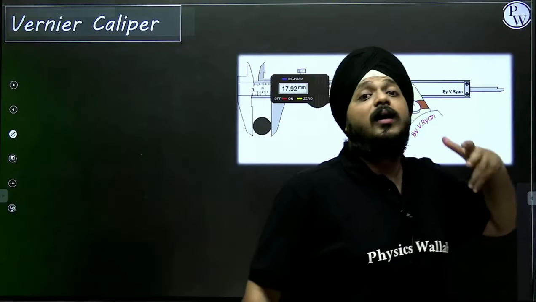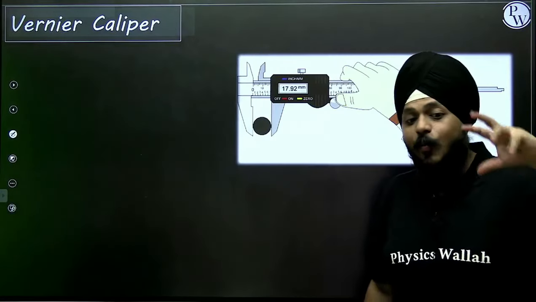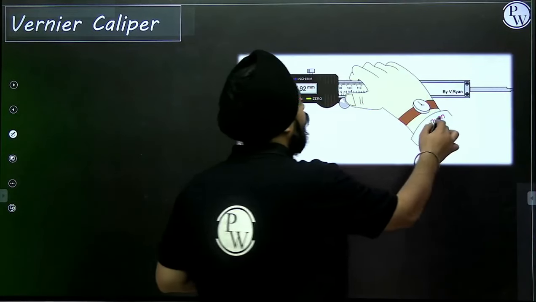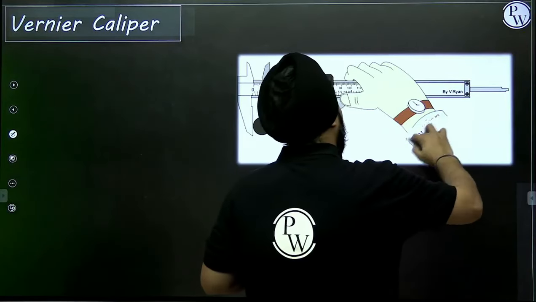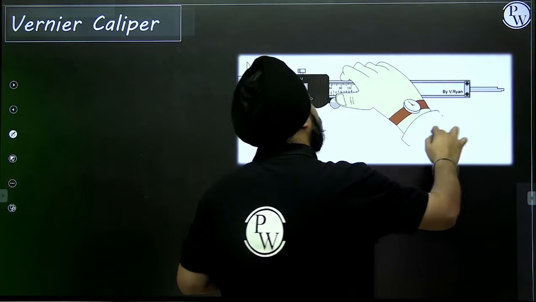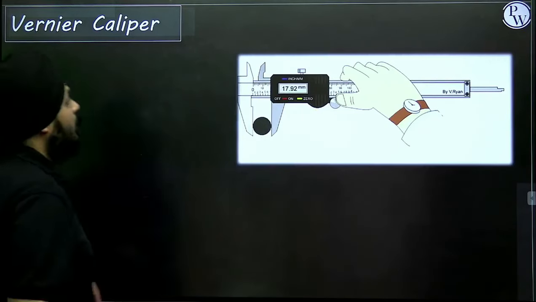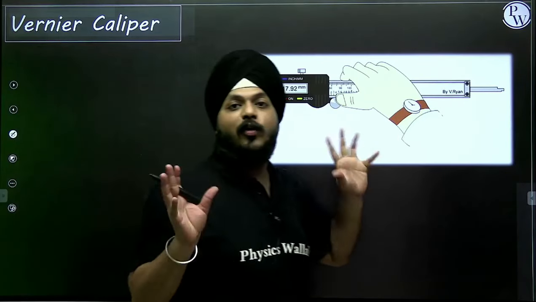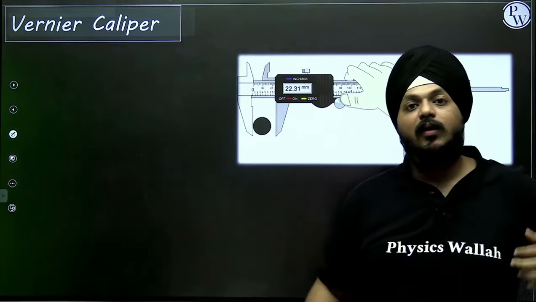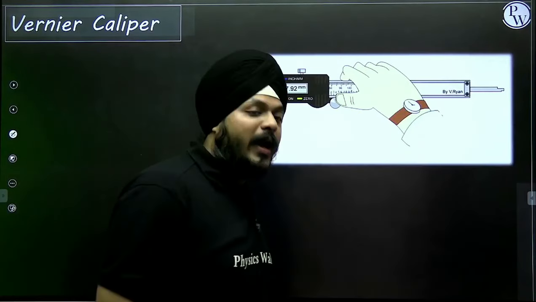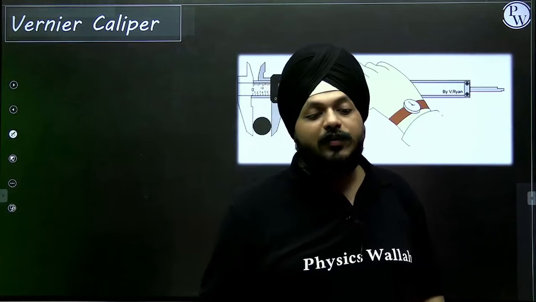Why caliper? We got our answer. Now let's move on to what kind of apparatus it is, and what the question-solving approach is for this kind of topic. What is the zero error? What is the least count? All of this we are going to see.